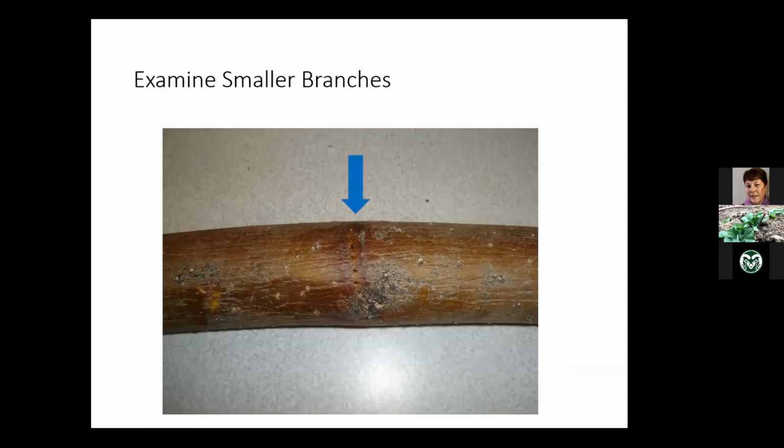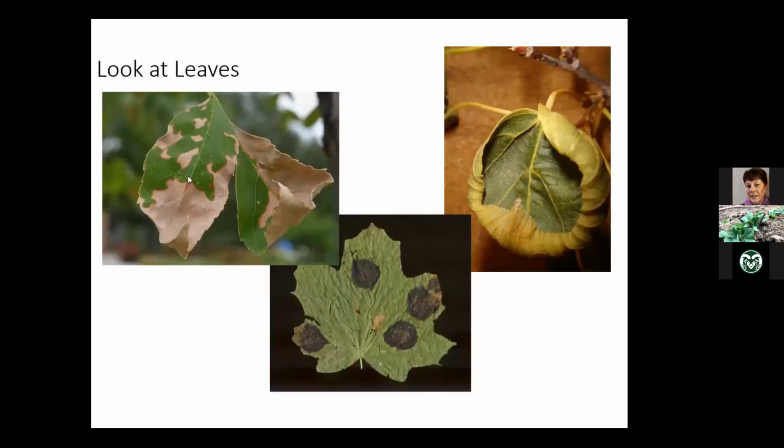We can look at branches, we can look at leaves, and try to determine it. This up here could be a leaf scorch, but because it's also down here, I would go more with pathogen on this one, and maybe think more along the lines of anthracnose. This one to me is consistent with a dicamba issue, a herbicide issue. This one looks like tar spot on maples.